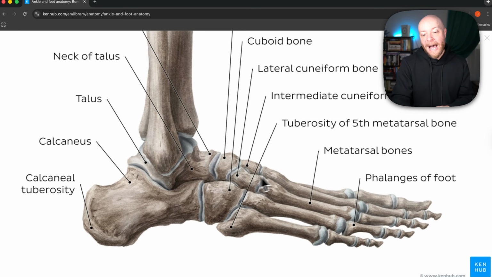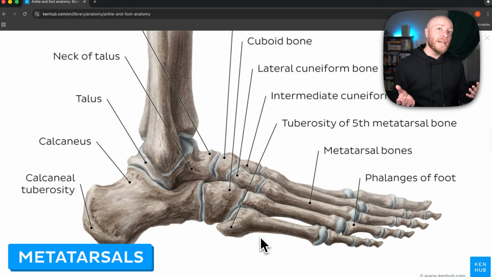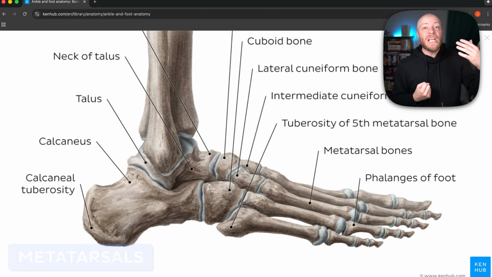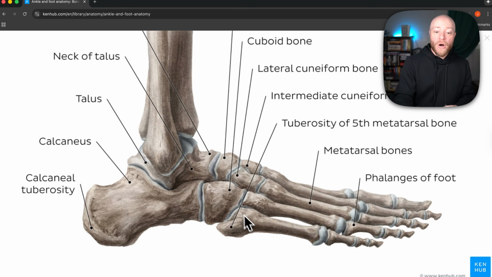Now beyond that, we have the metatarsals. Now meta in this instance means beyond. So these are beyond the tarsal bones. And there are five of them. And these are going to correspond to the five toes when we get to the actual digits.